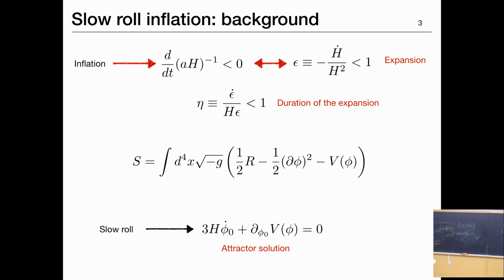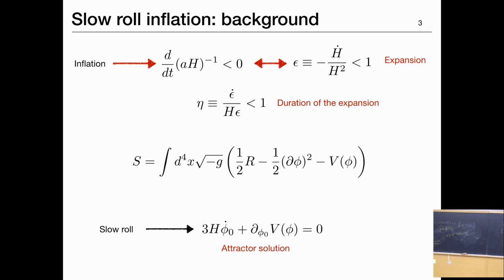What is important about this equation is it has an attractor solution, which means the solution is independent of the initial conditions. In the phase space, all the trajectories go to the same point, always, independent of the initial conditions. This is an important feature of this model, the slow roll. Okay, this is the background part.